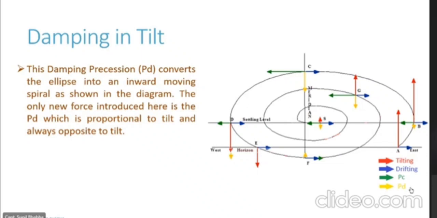Now in this diagram, you see four total forces are there, which we just now discussed. That is tilting, drifting, control precession and damping precession. So we have added only one new force here, which is the damping precession. And we know that the damping precession is proportional to tilt and it is always opposite to the direction in which it is tilted. If the spin axis is tilted upwards, the damping precession is down. And if the spin axis is tilted downwards, the damping precession is up.